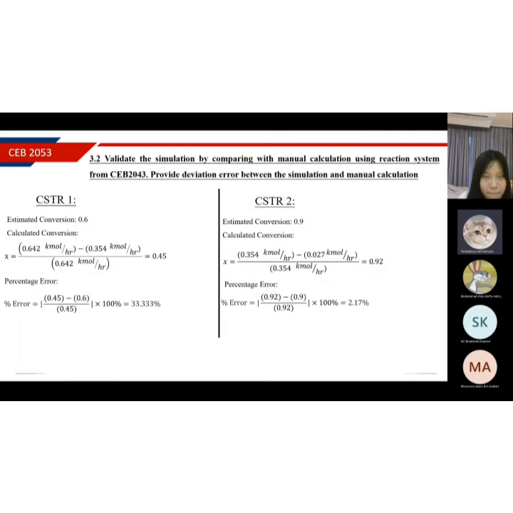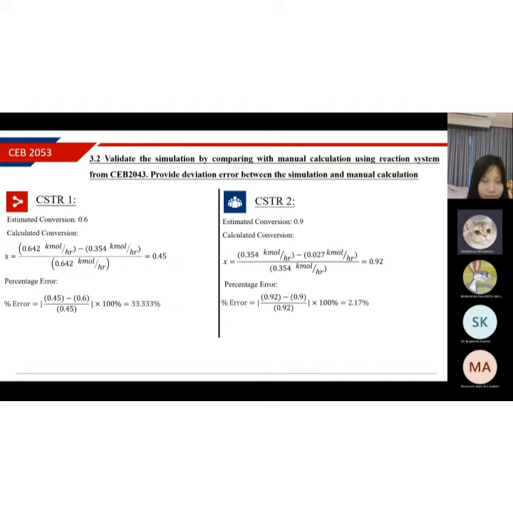Next slide. So in this part, we'll be comparing our assumed conversion with the calculated conversion from the simulation. So for CSTR1, we have assumed our conversion to be 0.6. However, our conversion that was obtained from simulation was 0.45. Hence, our error turned out to be 33.33%. And as you can see, our percentage error was large, and this was probably due to human error.